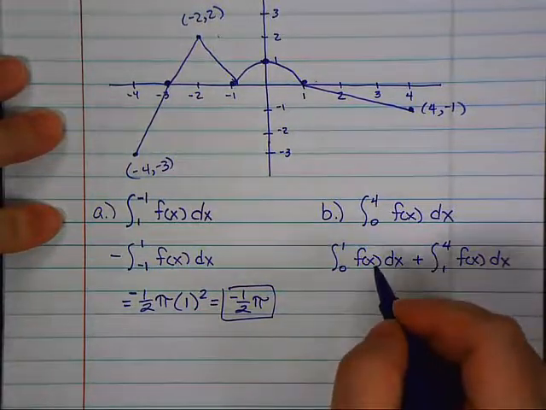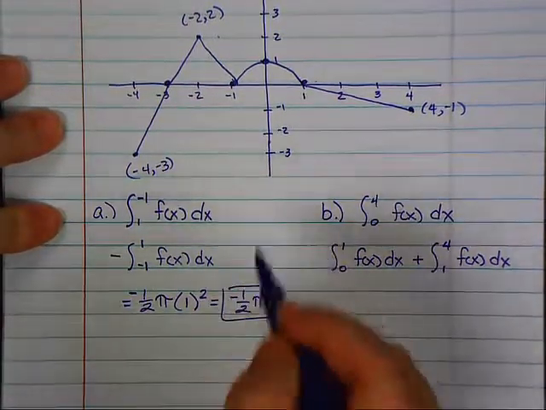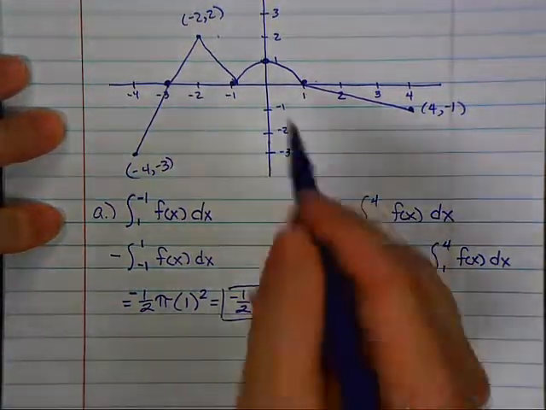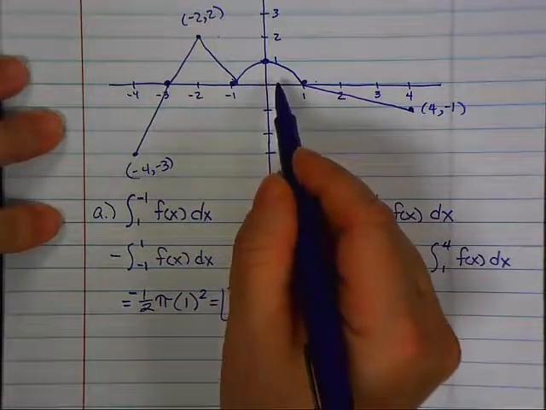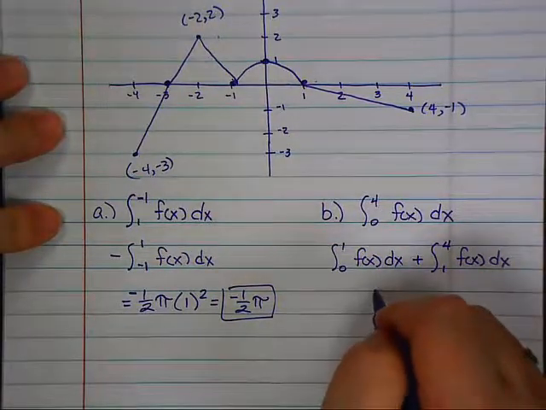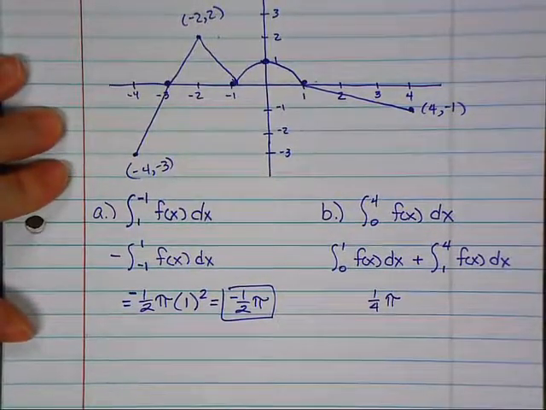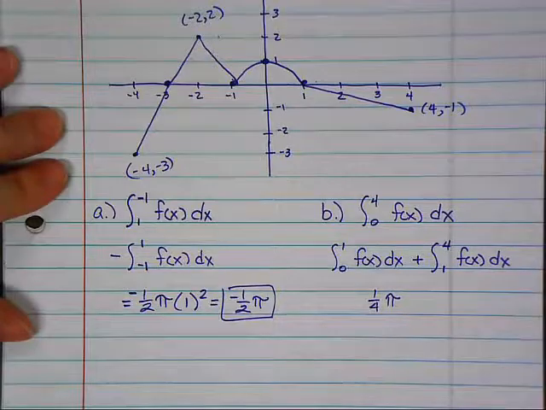Okay? 0 to 1 shouldn't be very hard because we've already looked at that in part A. So if this whole semicircle was 1/2 pi, this one would be 1/4 pi. Would it be positive or negative? It's positive because you're going from 0 to 1. Okay.